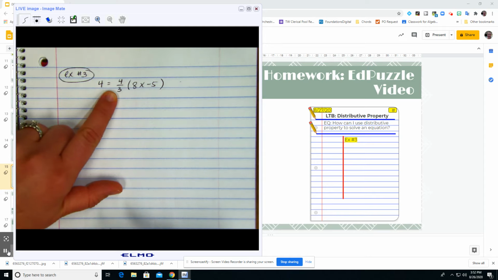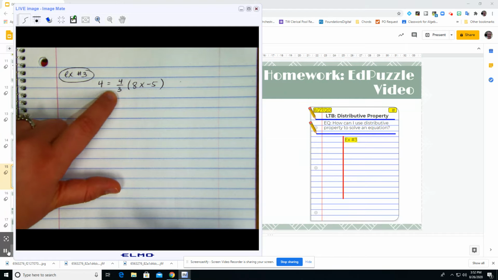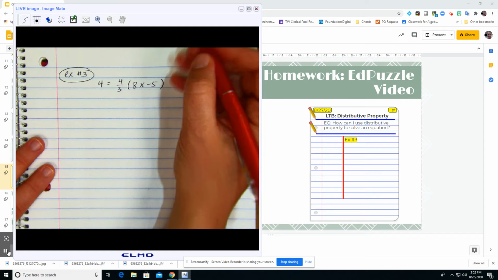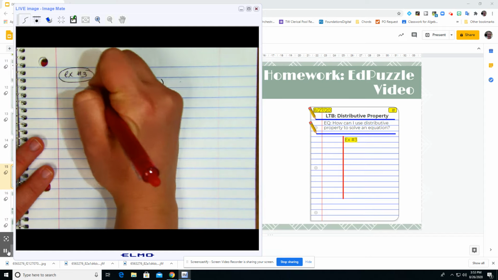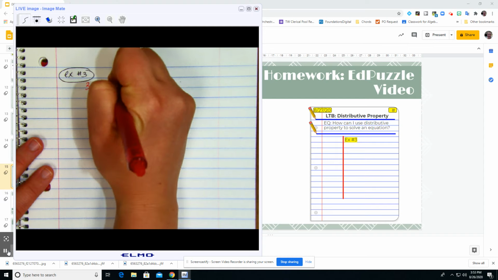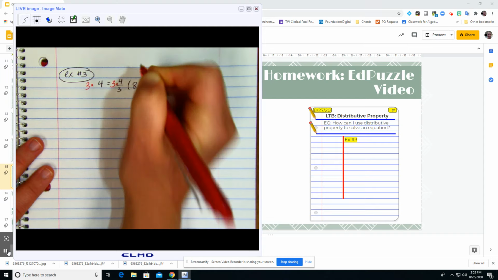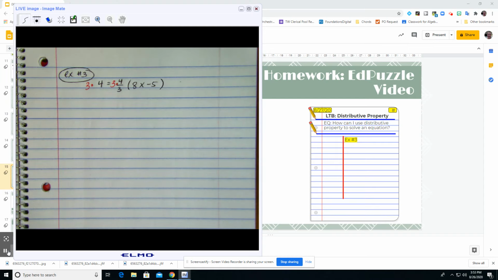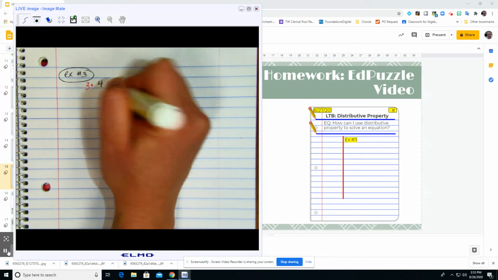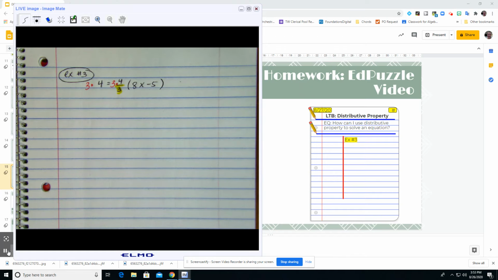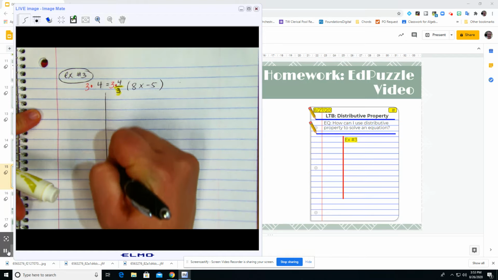Remember what operation fractions are? Fractions are the same as division. This means 4 divided by 3. So what I would recommend, the first step that you should do is to actually multiply each side by the denominator to undo the division. Remember, we're trying to undo this divide by 3. That's why I multiplied by 3. And let's see what happens when I make my equation line.